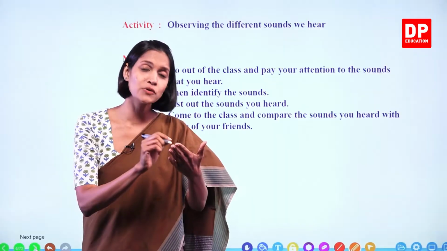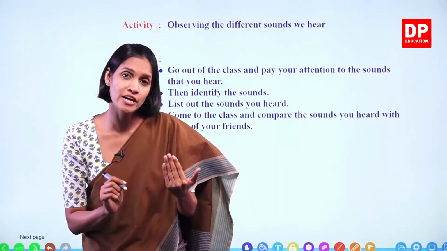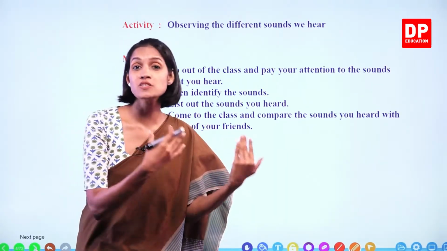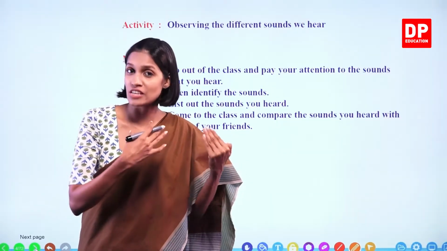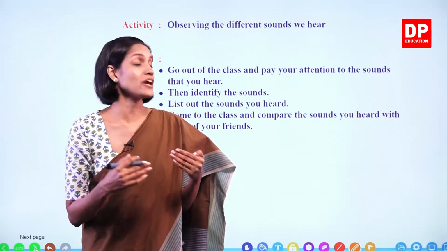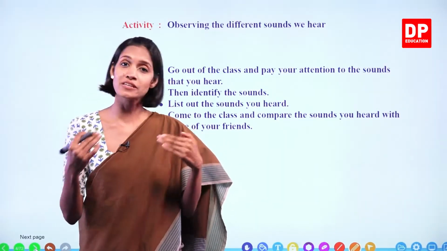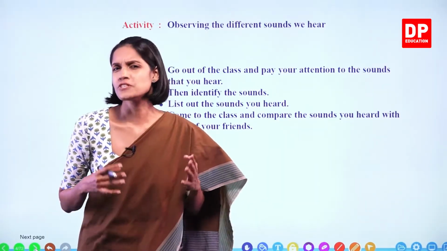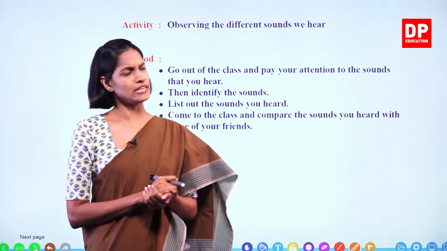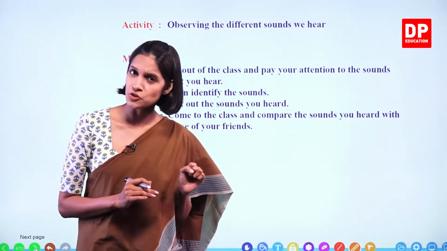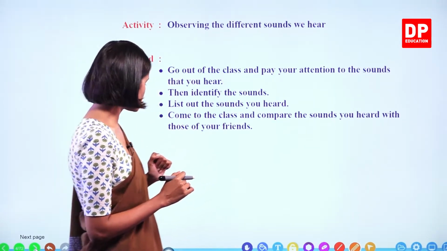You can write down the sounds that you can hear, right? And you can ask whether your friends also heard the same type of sounds, and you can check what are the different types of sounds other than your list. So what are the possible types of sounds that you could hear when you go out of the classroom, children? Let's write.